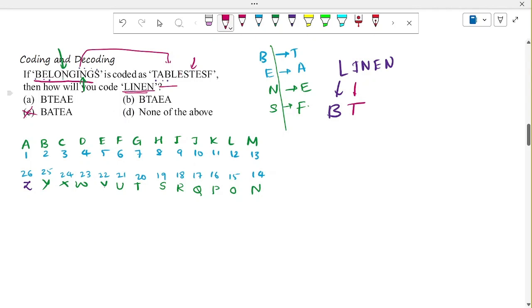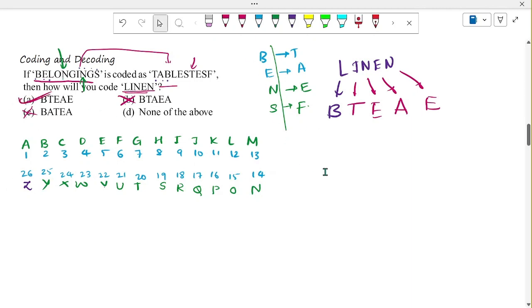This is eliminated. And then next N. N is nothing but E. So this is also eliminated. We are left with two options. I got E. For E I have A, and then for N I have got again E. Okay. So option A is correct answer.